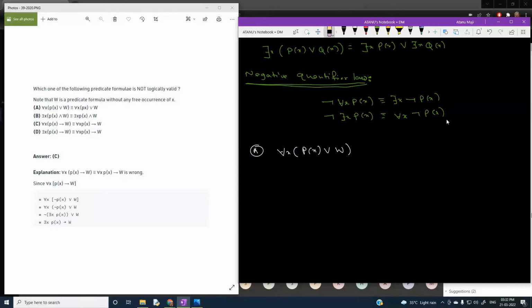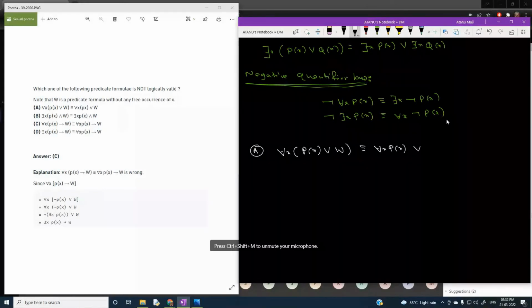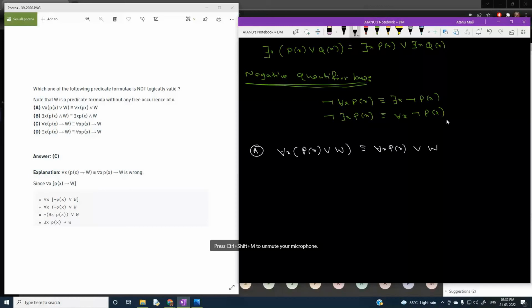So what should we write? We can actually write this as for all x px, and there should be disjunction, and we can write another proposition w there. That thing is correct, but हमें जो correct नहीं है वो वाला चाहिए. So let us check what is the second option.